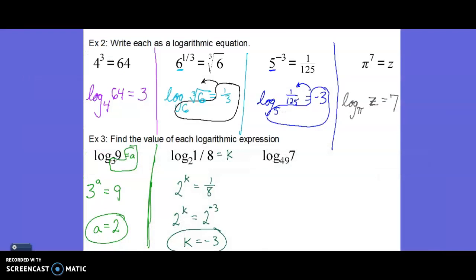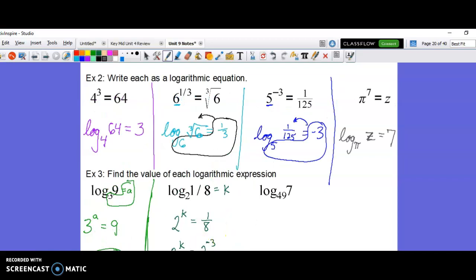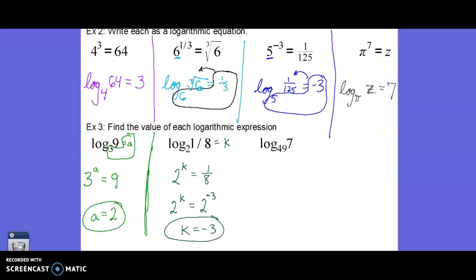And then just for the sake of practice, whoops, I don't know what I just did there.